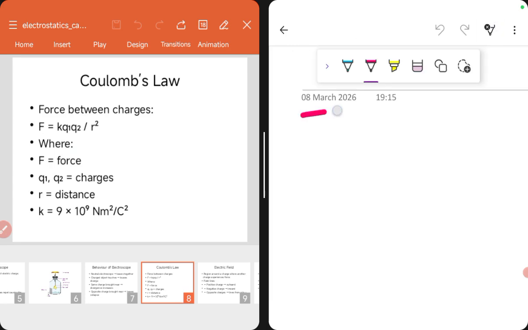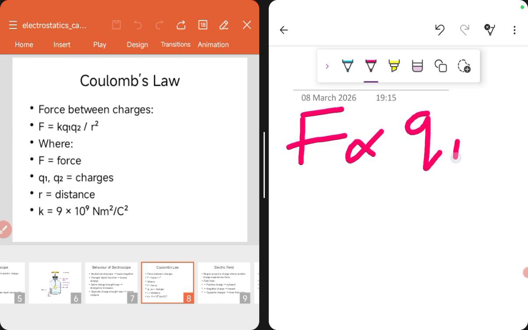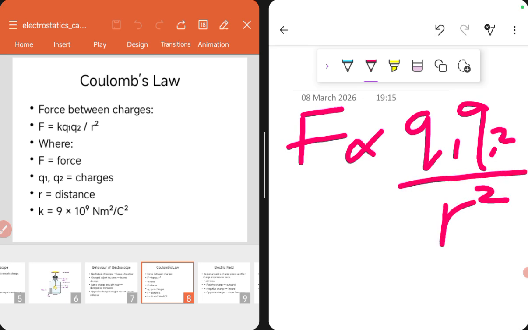Now, Coulomb's law states that the force of attraction between two charges is directly proportional to the product of their charges, let me call it Q1 times Q2, and inversely proportional to the square of the distance between them. Now remember, in mathematics, when you bring in your equals sign, there must be a constant.